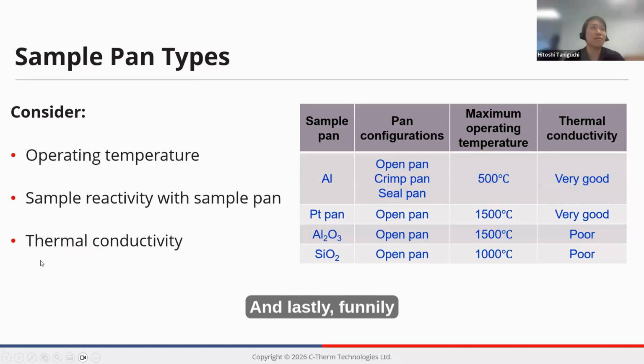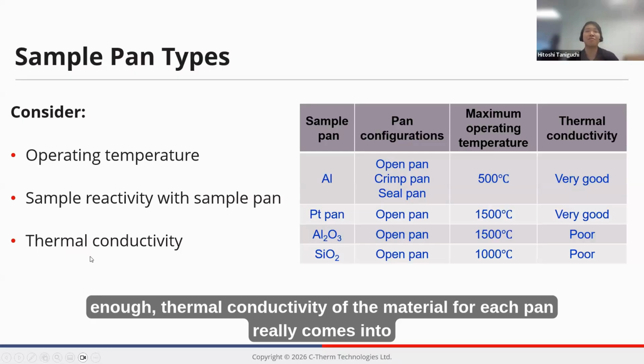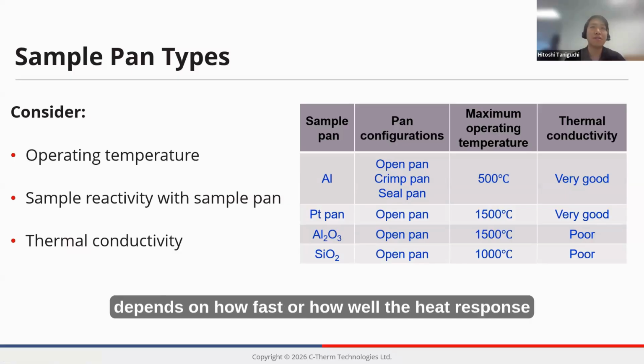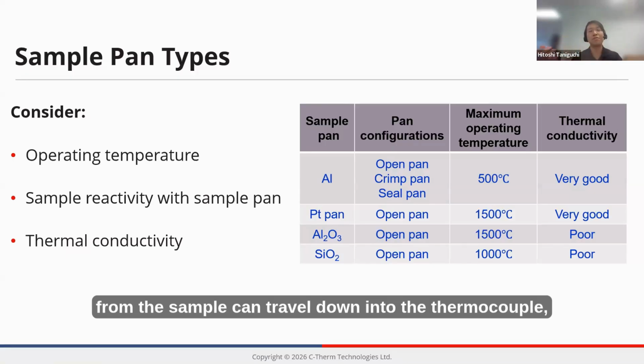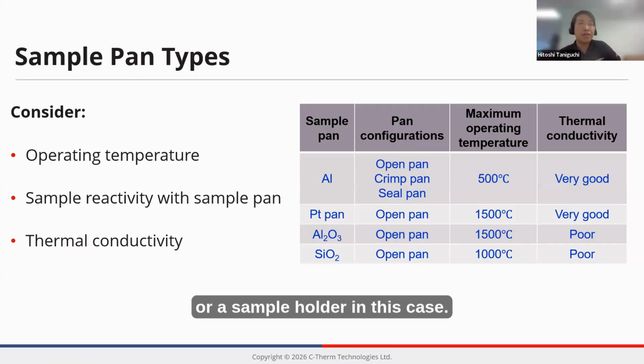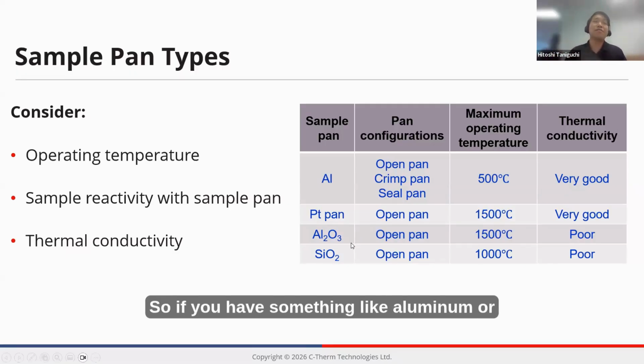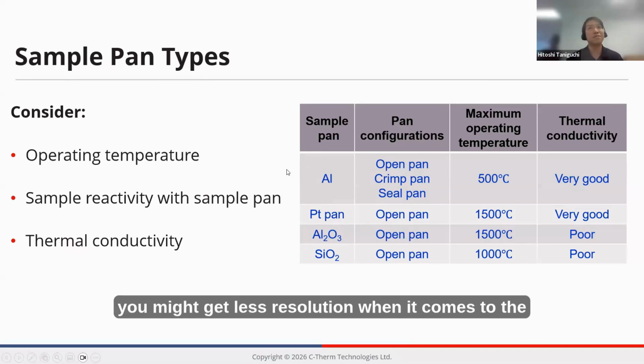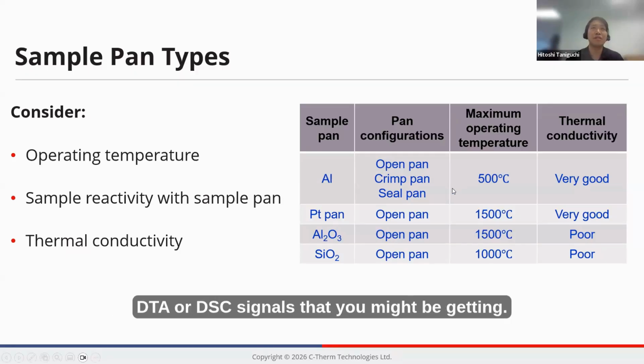And lastly, funnily enough, the thermal conductivity of the material for each pan really comes into play when it comes to STA, because the quality of the data that you collect really depends on how fast or how well the heat response from the sample can travel down into the thermocouple, or sample holder in this case. So if you have something like alumina or quartz that has poorer thermal conductivity than the metal pans, you might get less resolution when it comes to the DTA or DSC signals that you might be getting.